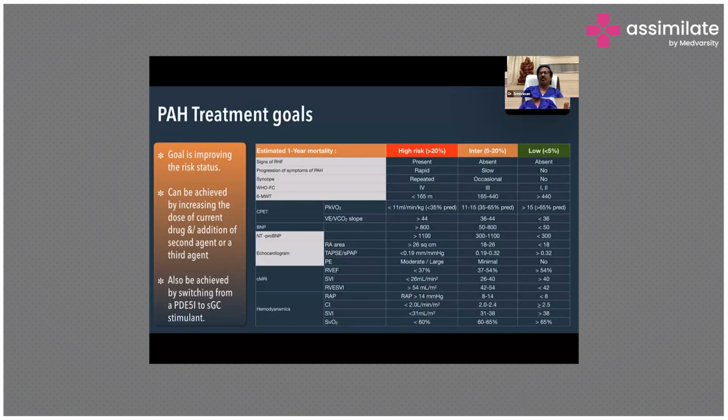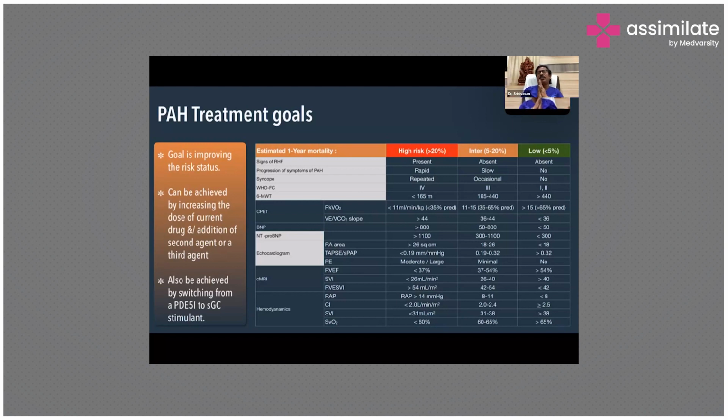The cardiopulmonary exercise test, and cardiac MRI, which we sometimes use, but not routinely. And hemodynamics is not routinely used by all the places, because you need a cath lab and a cardiologist who is capable of doing right heart catheterization. So based on these things, we can categorize these patients into 3 categories.